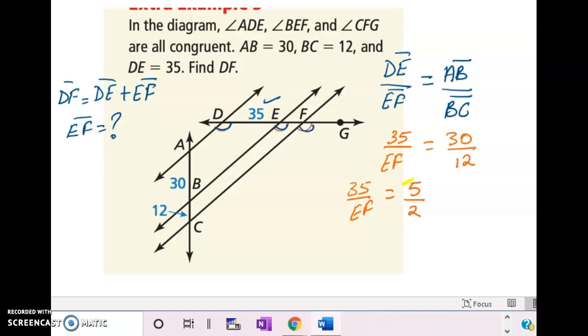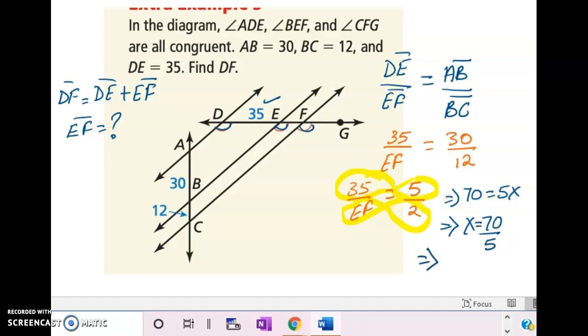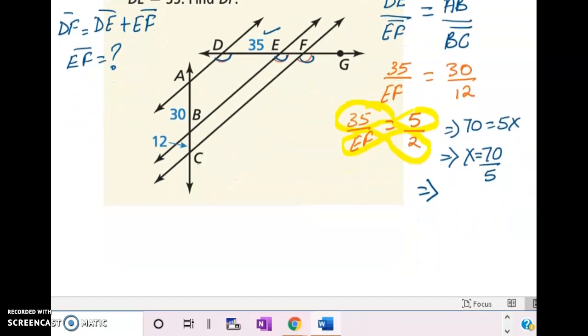Again, the process of cross multiplication, I can cross multiply these two. If I do that, then we can cross multiply 35 times 2. So 35 times 2 would be 70, which is equal to 5x. Dividing 5 on both sides, you will get 70 over 5. Simplified further, x is equal to 14.